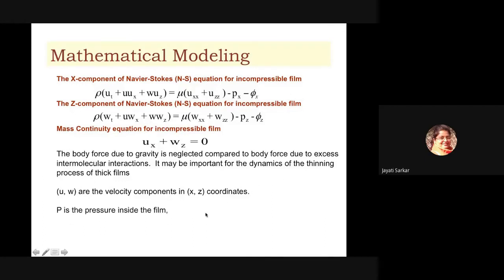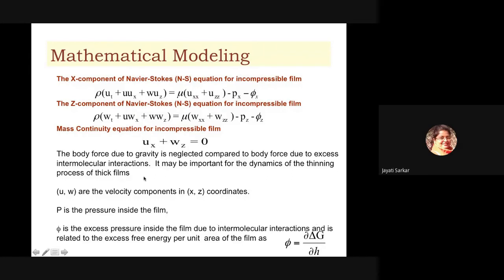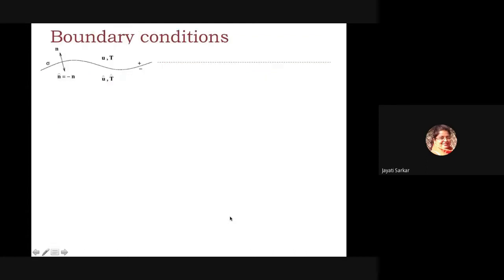P is the pressure inside the film, and what is there instead of gravity is the excess pressure inside the film due to the size of the film, as I have said, because of intermolecular interactions. So this is the excess free energy per unit area of the film. This is denoted by phi, or the body force, right? So this is acting because of the interaction energy that is present because of the small thickness of the film.